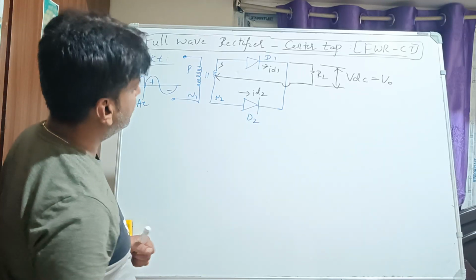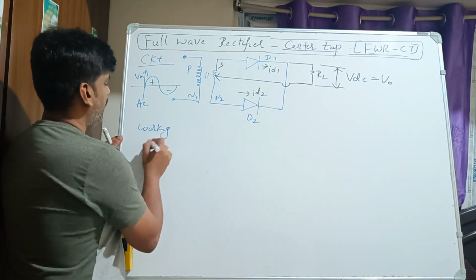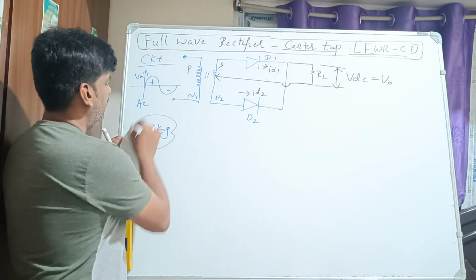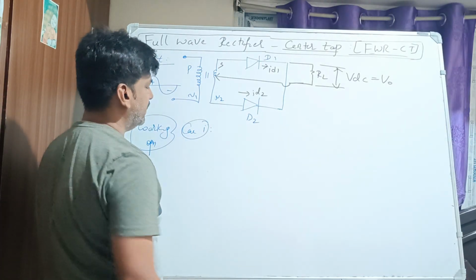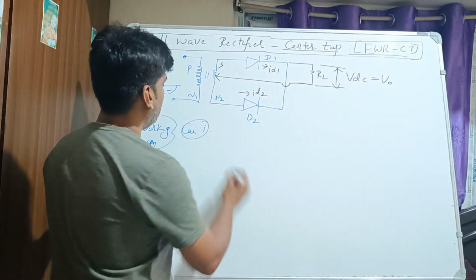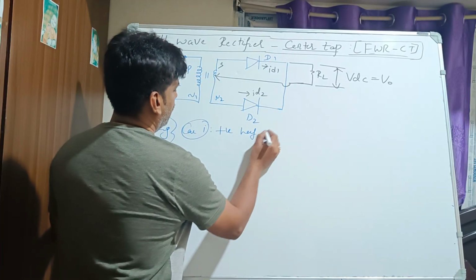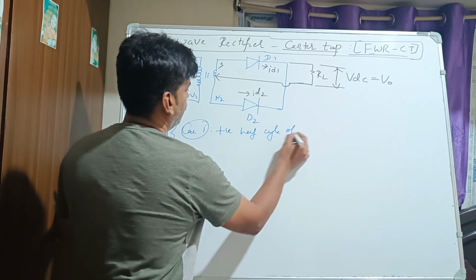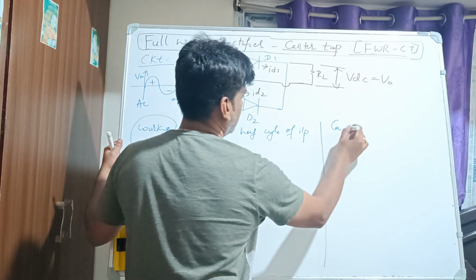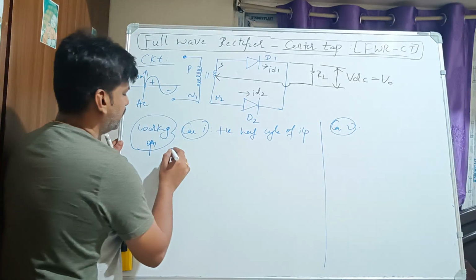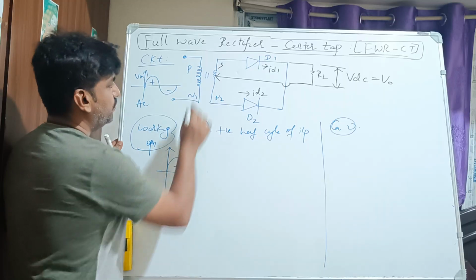Then after that we will see the working operation, how exactly it works. I will consider case number 1. What is case number 1? Case number 1 is for the positive half cycle of the input. So we will make case number 1 and case number 2. Positive half cycle means you are sending the positive half cycle to this circuit.